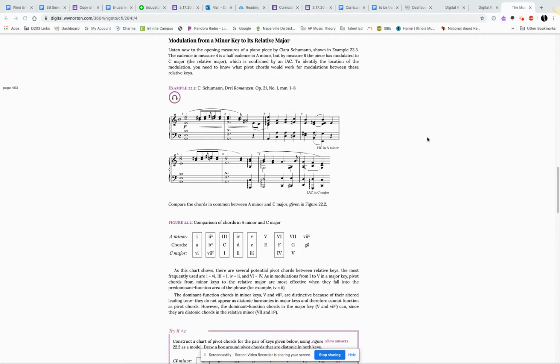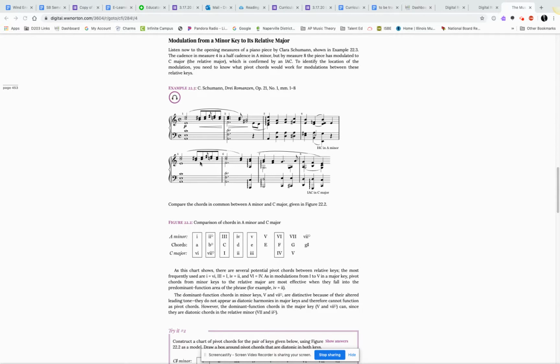So let's begin by looking at this Schumann example, and what I want you to pay close attention to at the cadential point here is that the cues are getting more ambiguous, right? We have a G sharp and a D sharp here, and the D sharp and the F sharp, but really, use your ears here.